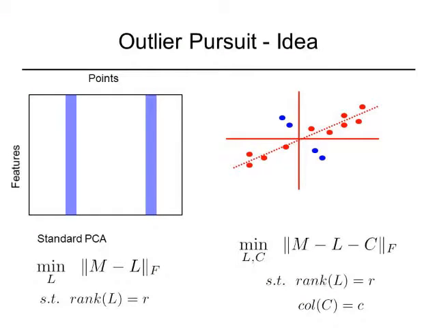So what is our idea? Let's rethink standard PCA. For PCA, we observe the matrix M. I want to find a low rank matrix L such that L approximates M. The constraint on L is that the rank of L must be small. Now, of course, I do not have this clean M. Instead, I have a mixture, a bunch of mixed samples.